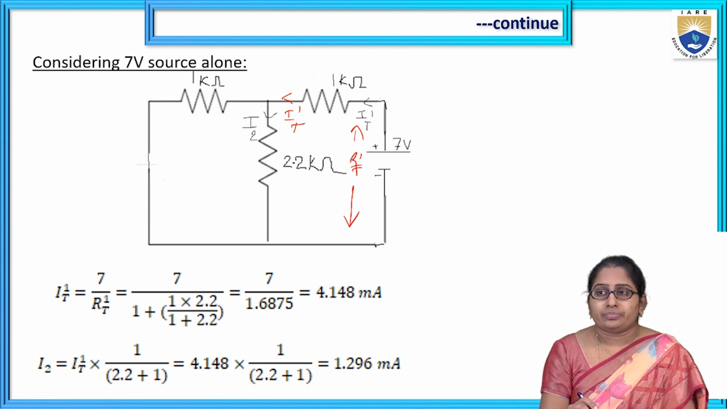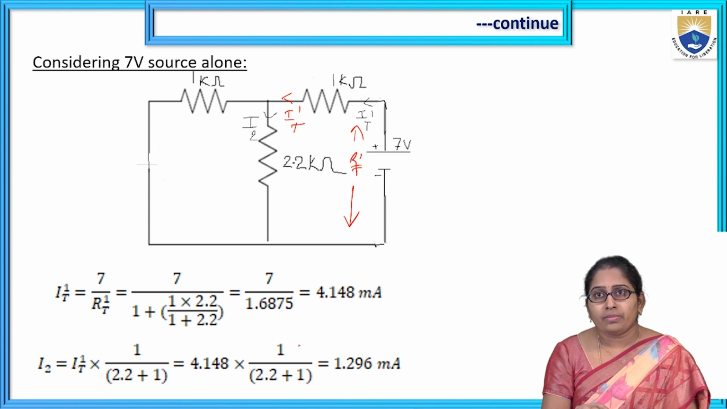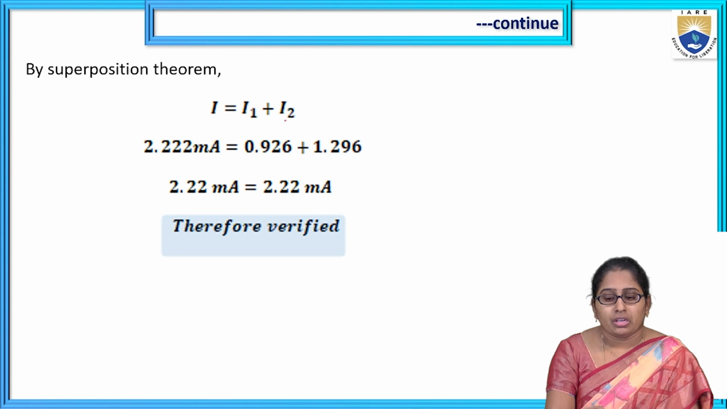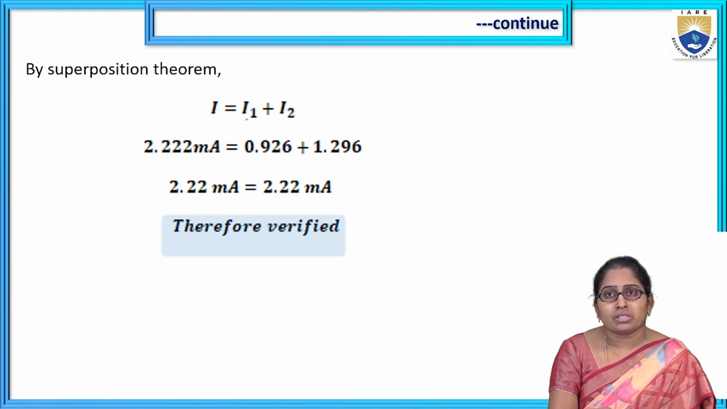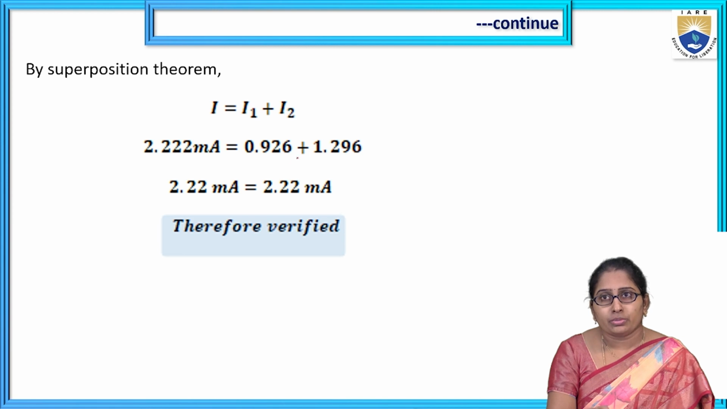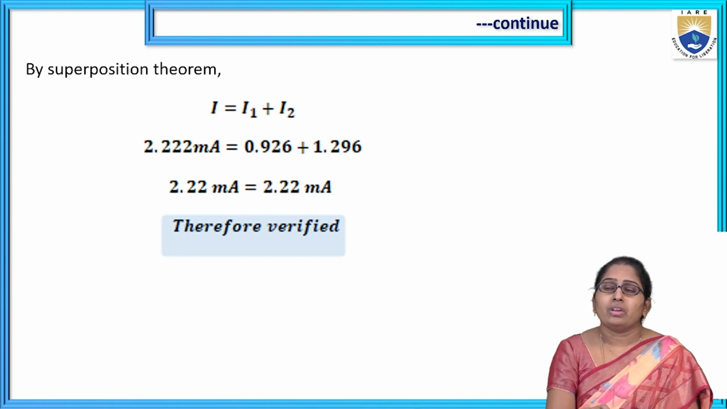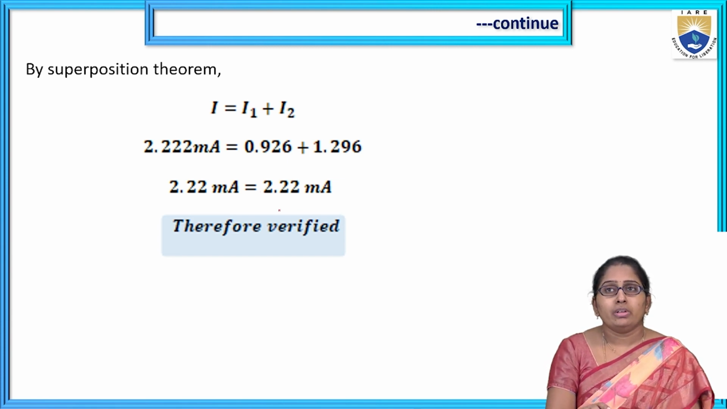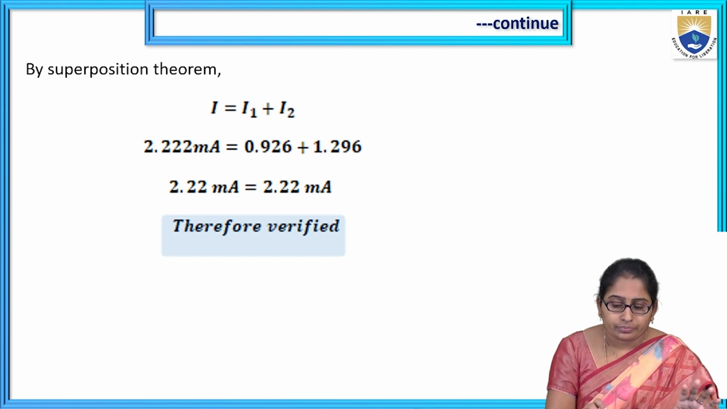So that means I2 plus I1. I2 is the current when the 7 volt source is in operation. I1 is the current when the 5 volt source is in operation. So the sum of these two must be equal to the current when all sources are in operation, which we already have as 2.2. The sum of I1 plus I2 finally gives the same value, 2.2 milliamperes. Therefore, that is how the superposition theorem is verified.